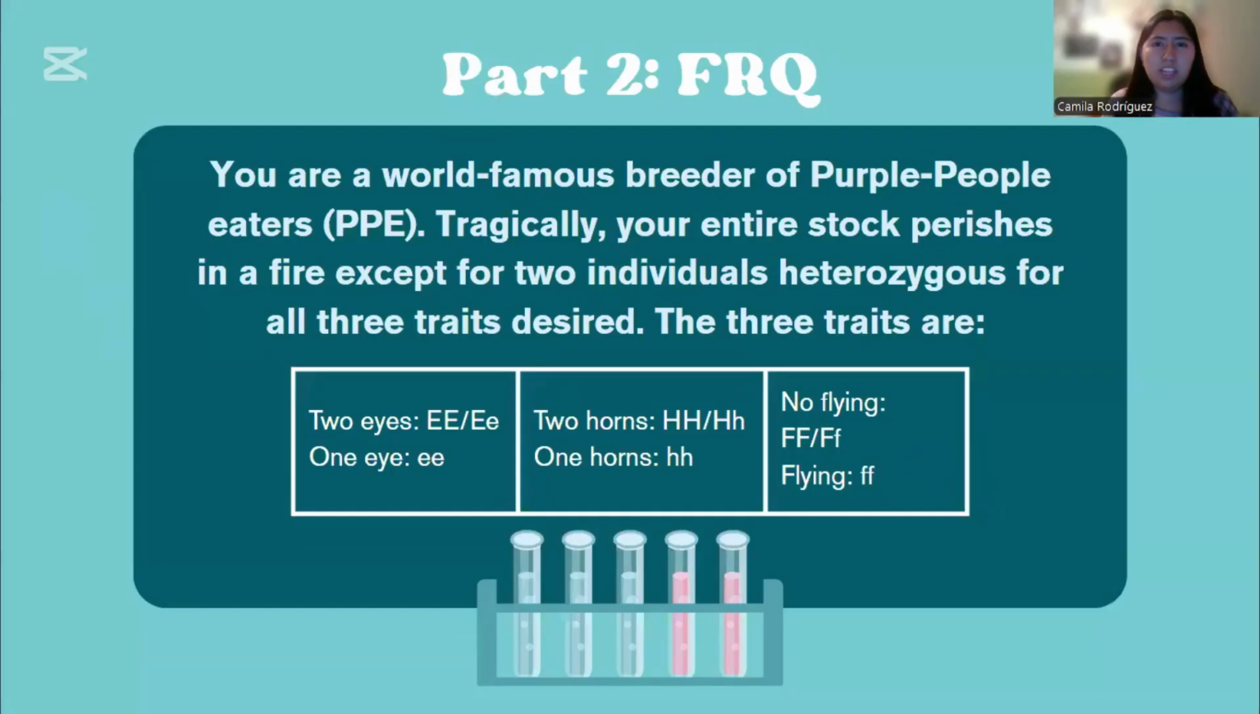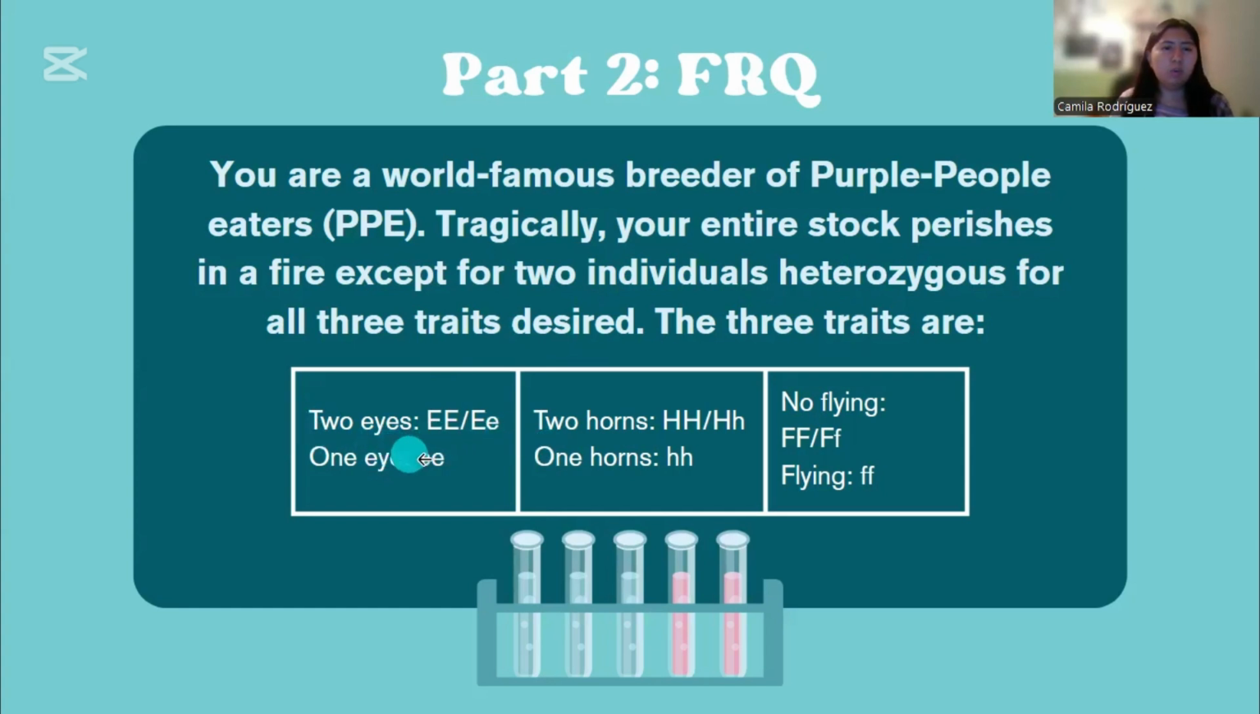Now for part 2, that is three response questions. You are a world-famous breeder of purple people eaters, or PPE. Tragically, your entire stock perishes in a fire except for two individuals heterozygous for all three traits desired. As you can see, since they are saying heterozygous, we know that it will be one dominant and one recessive.